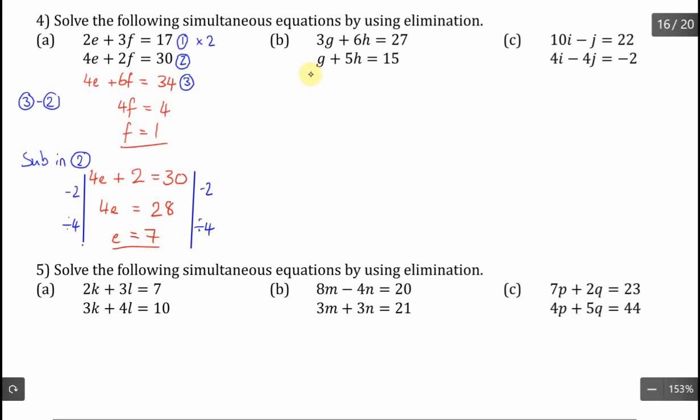Okay, just a little hint on the next one. Go for the g's, try and make the g's the same. And on question C, try and make your j's the same. Okay, just watch out for negatives. Okay, pause the video here and I'll show you the answers.